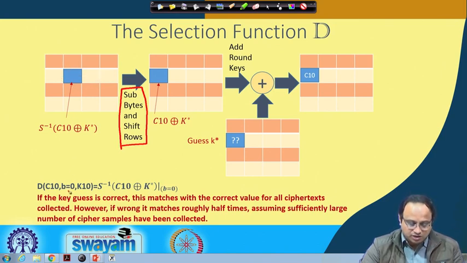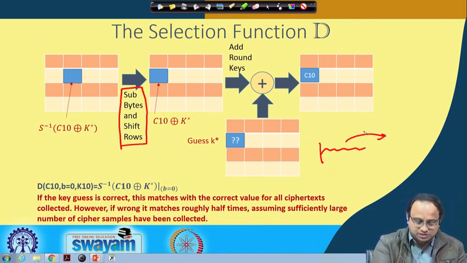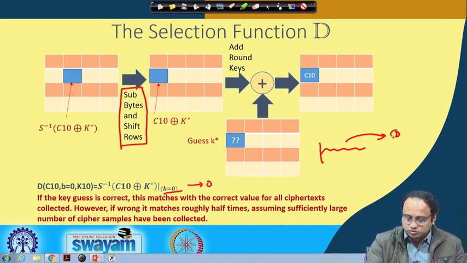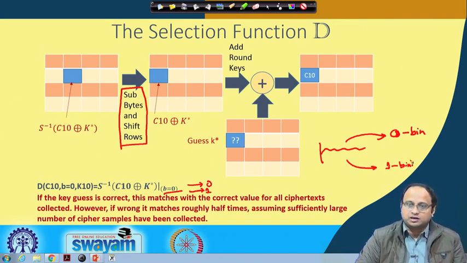Suppose in my selection function B is equal to 0, that means I am targeting the LSB of this state. So I take S inverse of C10 XORed with K star and find the LSB of this particular state. The idea is that I am also capturing the corresponding power trace. If this LSB turns out to be 0, then I put this power trace into the 0 bin. On the other hand, if it turns out to be 1, I put this power trace into the 1 bin. That is a simple idea.